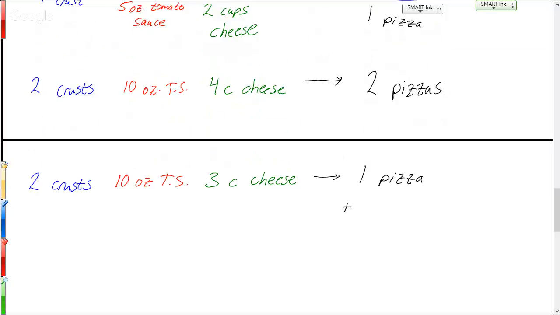And then what would you have left over after that 1 pizza? 1 cup of cheese. And what else? A crust and 5 ounces tomato sauce. So what's stopping you from making that second pizza? The cheese. You don't have enough cheese. So we would call that our limiting factor.